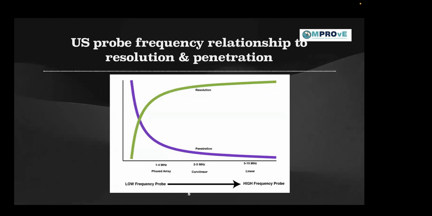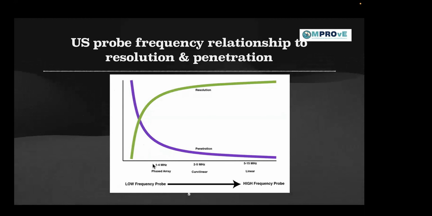So this is the relationship between the frequency and the resolution. On your x-axis, you have your resolution, and on your y-axis, you've got the frequency of the probes. And you can see the phased arrays, the ones which we use for echoes, sometimes for the head scans and the deeper vascular structures in the abdomen. So you can see it's a very low frequency.